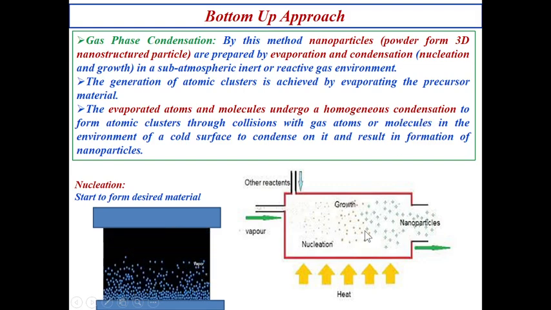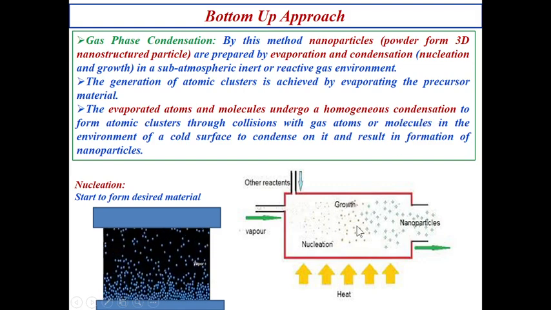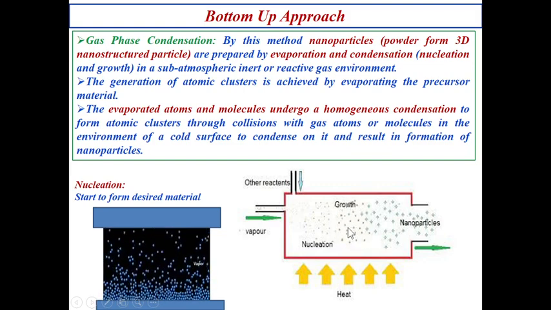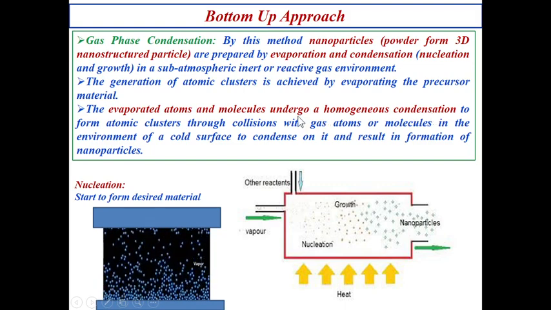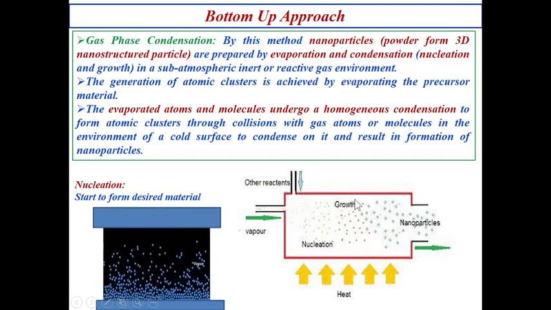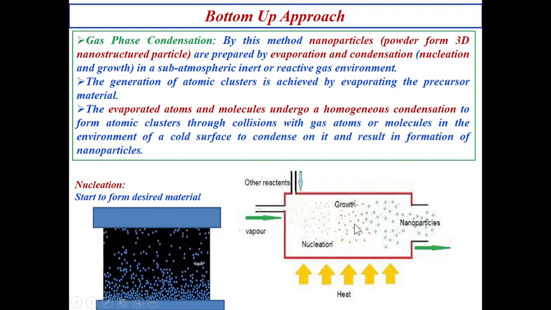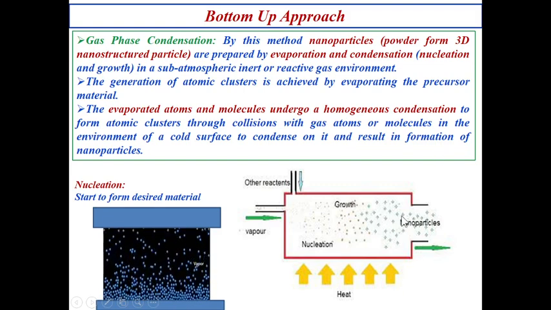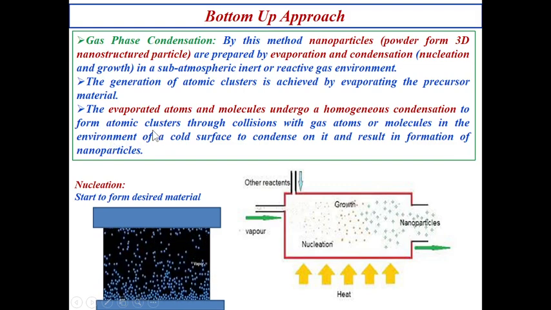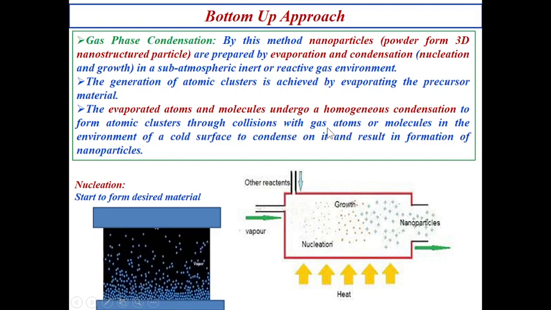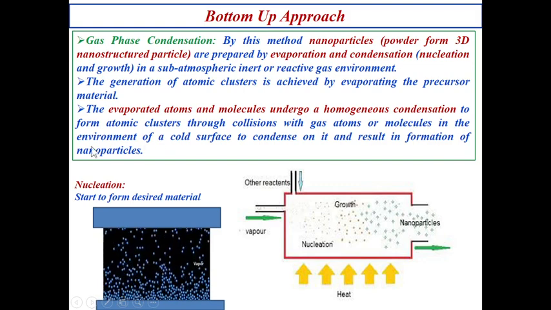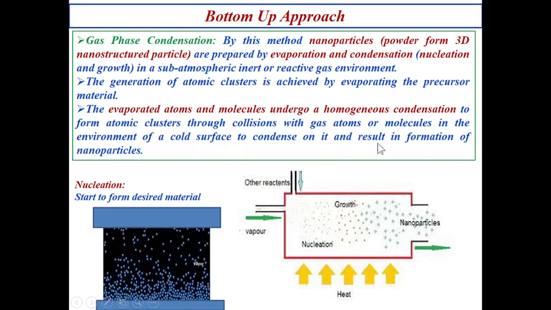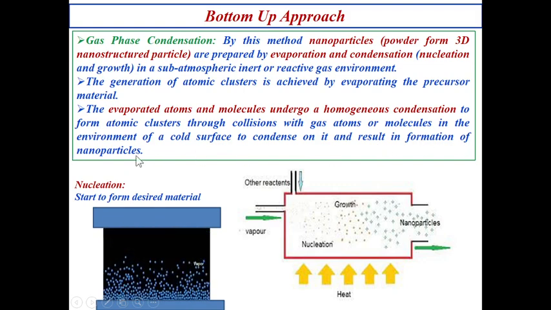So here you can see the growth. The growth means we have to consider that the atomic clusters have been formed. Then these atomic clusters are going to go through homogeneous condensation to form atomic clusters through collisions with gas atoms and molecules in the environment of a cold surface to condense on it, and result in the formation of nanoparticles.